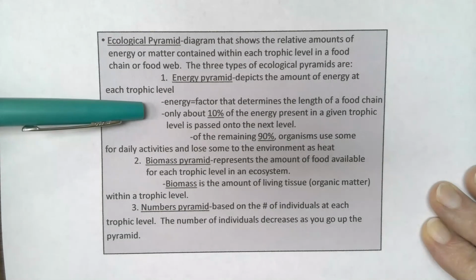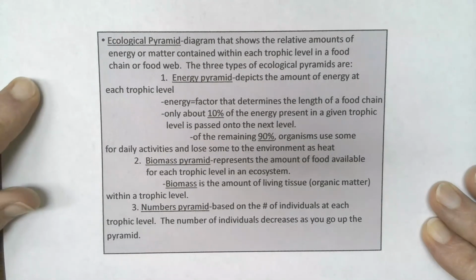only about 10% of the energy that's present in a given trophic level is going to be passed on to the next level, okay? The remaining 90% is going to be used by the organism to power daily activities, and then some of that's going to be lost as heat to the environment as those activities are taking place, through the process of cellular respiration, which we will talk about in our unit on cellular energy when we talk about photosynthesis, okay? So that being said, it's your 10% rule for how much energy goes to the next trophic level, okay?